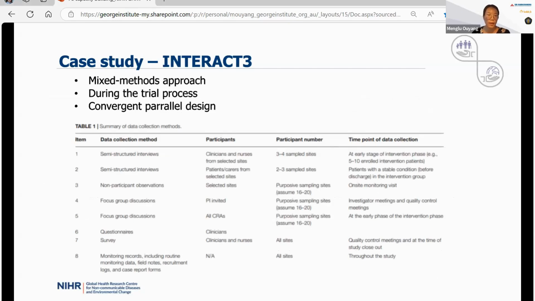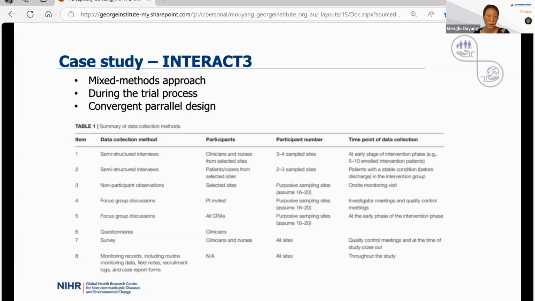So now I would like to use the Interact 3 study as a case study to talk through how we applied the mixed methods approach for the process evaluation in Interact 3. We used a convergent parallel design, which means we collected both qualitative and quantitative data at the same time to answer the same questions about how the care bundle, which is the intervention, has been implemented, and whether it's being accepted and appropriate.